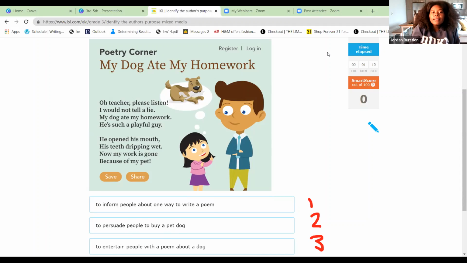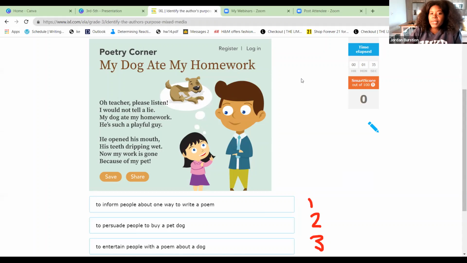Good. Ezra picked one. We'll wait for Emery. Thank you, Ezra. And Emery picked one. Okay, so both of you picked one. Let's read the poem together.